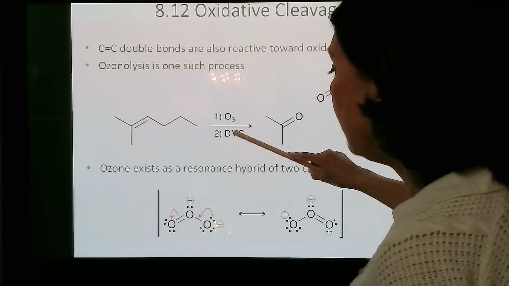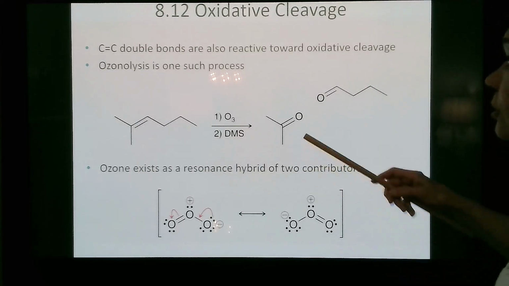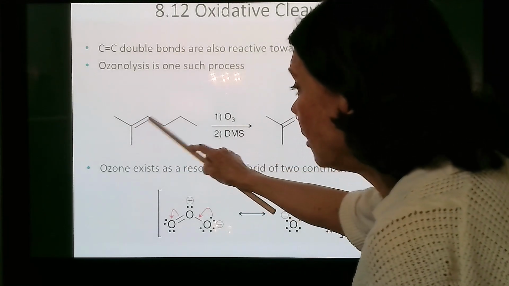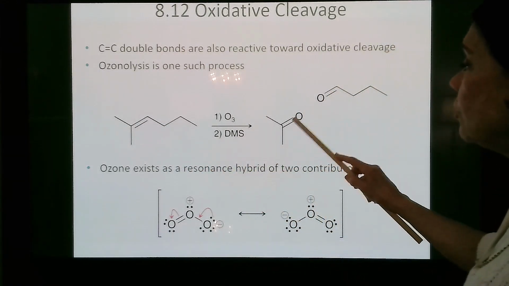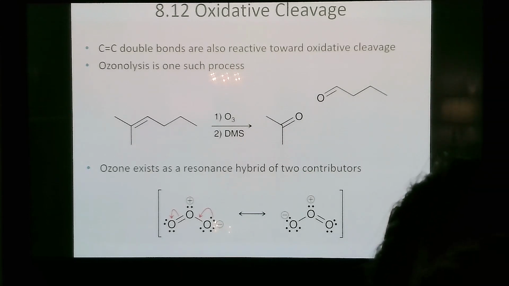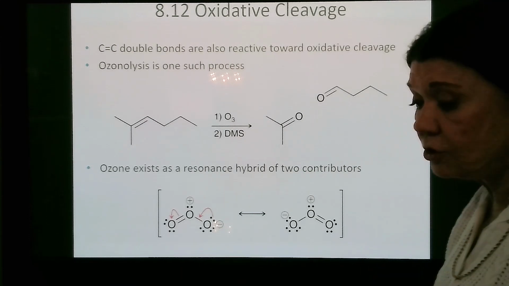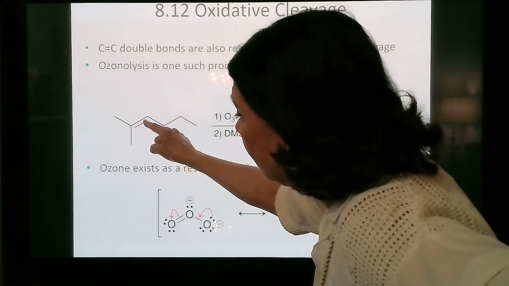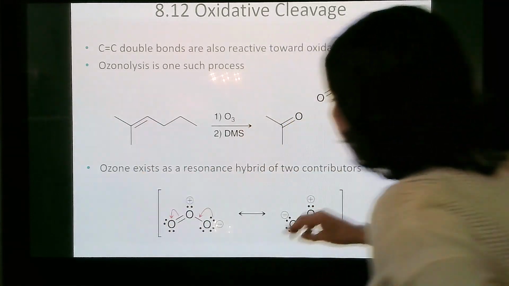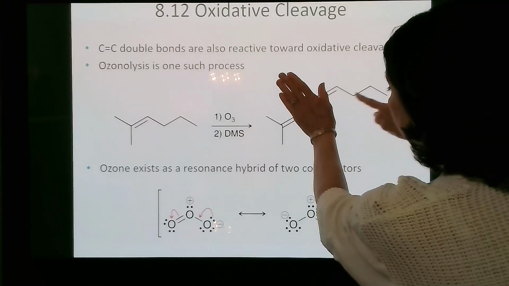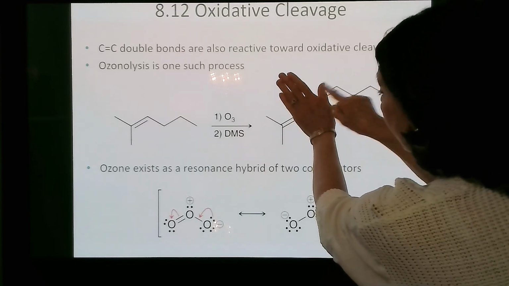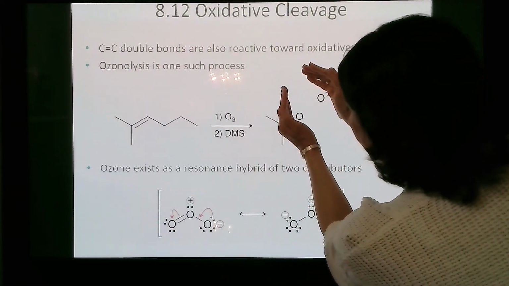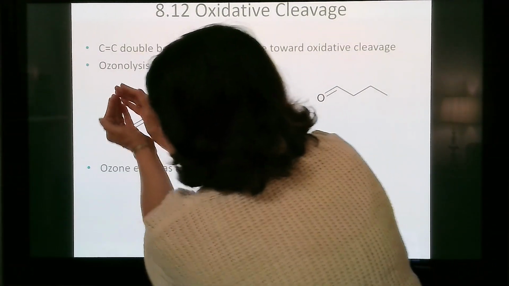Here's your ozone, dimethyl sulfoxide, and just learn that whenever you see this O3 and a double bond, the carbon-carbon double bond is going to be converted to 2 carbonyls. An easy way to look at it is to think of it as cleaving right here, and you're going to put an oxygen on each end of that double bond. Here is your original alkene, and you can think of it as this has been inserted right there.